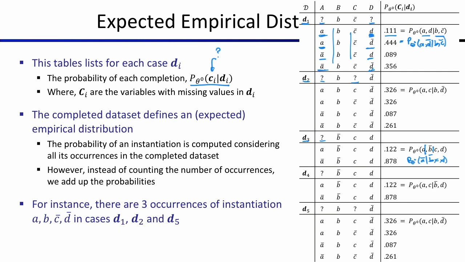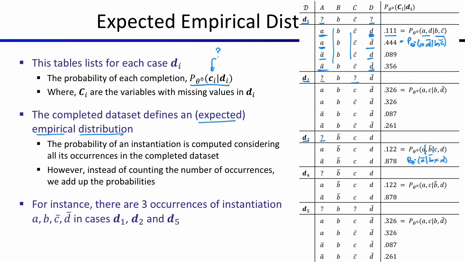So now we have those weights associated with each possible completion of the samples, and we can now compute what we call an expected empirical distribution. So in order to compute this expected empirical distribution, what we're going to do is very similar to what we did for the empirical distribution, but instead of working with cases, now we're going to work with those probabilities. So we're going to take all possible instantiations of the variables, and we're going to count now the sum of the probabilities instead of the sum of the number of examples that we had before.